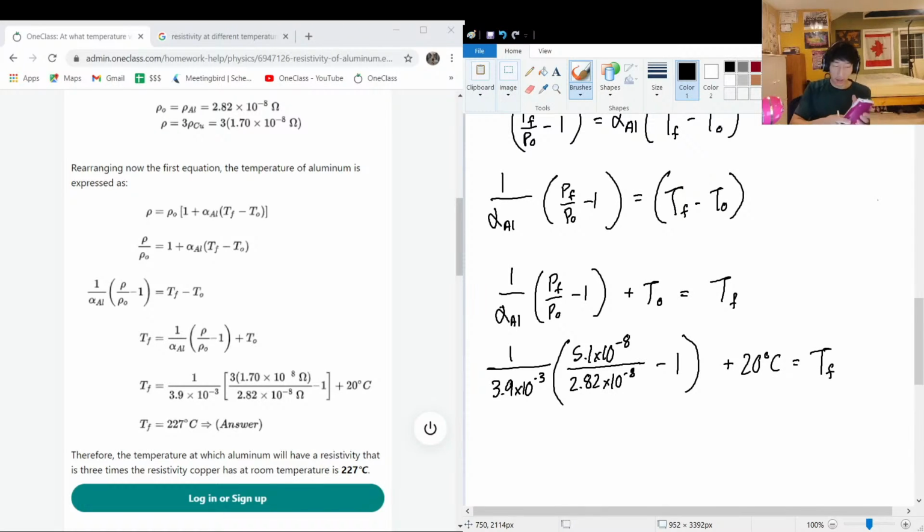Okay, so let's ask our good friend the calculator how to figure this out. We're going to have 5.1 divided by 2.82. You actually don't need to worry about how both these terms have times 10 to the negative 8, because those two just cancel each other out. So it's really just 5.1 divided by 2.82. And that's like 14 for me. Whoops, I multiplied them, not divided them. That's an issue. Okay, I'm going to redo that real fast.